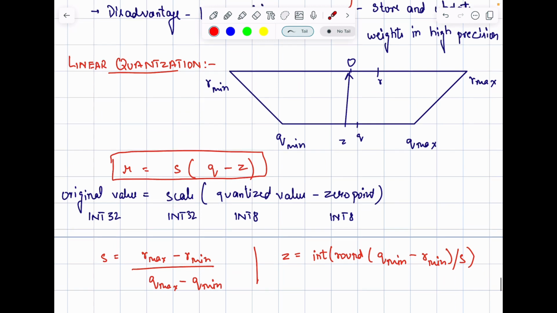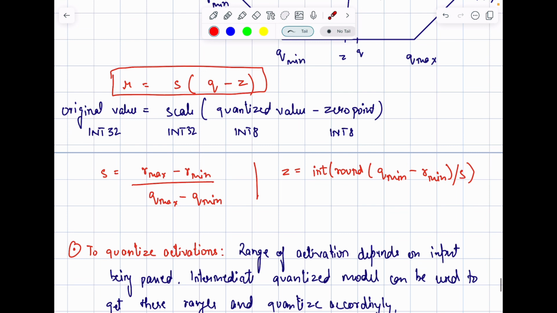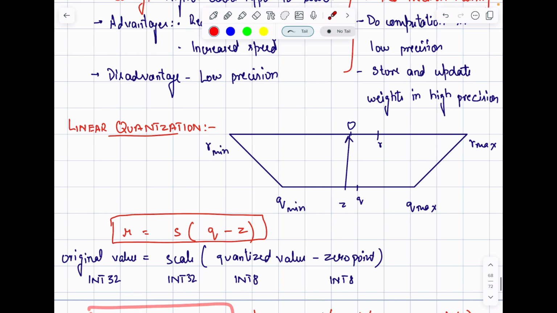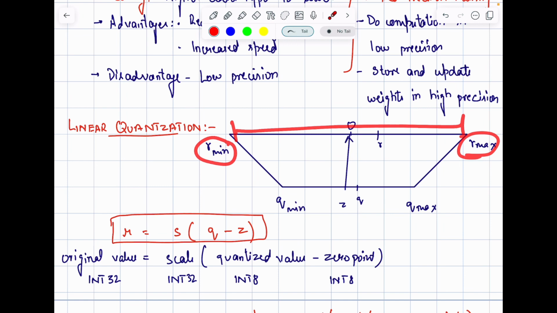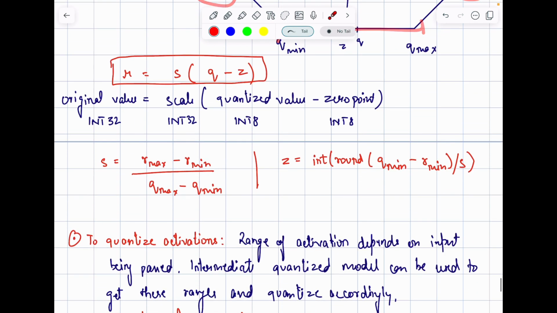Okay, now we will see how, to solve these equations, we get the value of S and Z, which are constants, right? So for S, you can see that S represents the scale. So it makes sense to ask what is the magnifying scale or downsampling scale that you are using? Simply, you take the ratio of Rmax minus Rmin, that means this particular length, divided by this particular length. So, okay, that's what we have done here. Similarly, for Z, it turns out to be this particular value.